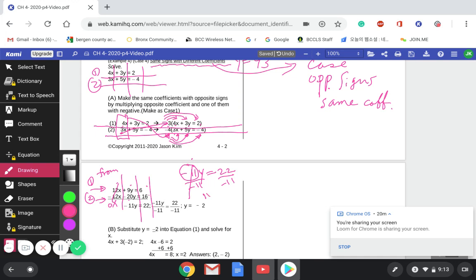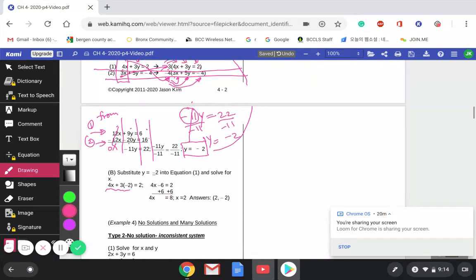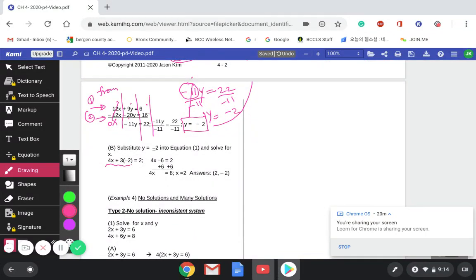So 1y becomes 22 divided by negative 11, which ends up with negative 2. So y becomes negative 2. So you've got one variable. So what do you do after that? Well, you plug back into the original equation y as negative 2. So when you do that, 4x plus 3 times negative 2 equals 2.